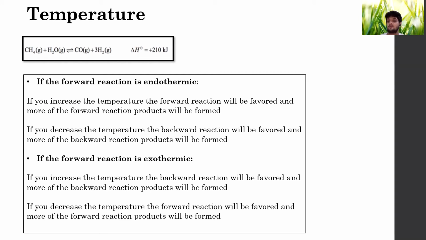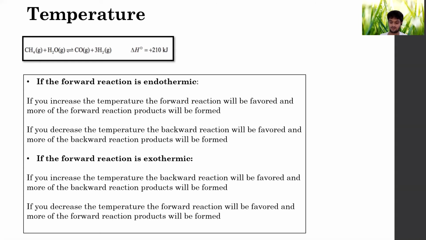All right. So if the forward reaction is exothermic, what is going to happen? If you increase the temperature, the backward reaction will be favored and more of the backward reaction products will be formed. If you decrease the temperature, the forward reaction will be favored and more of the forward reaction products will be formed. So remember this pattern. It is very easy, because normally in the exam, this is the thing they ask you.